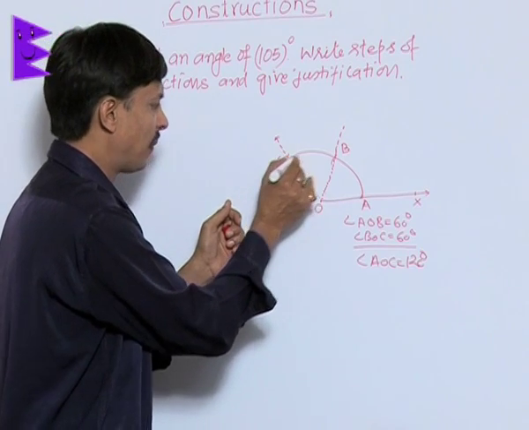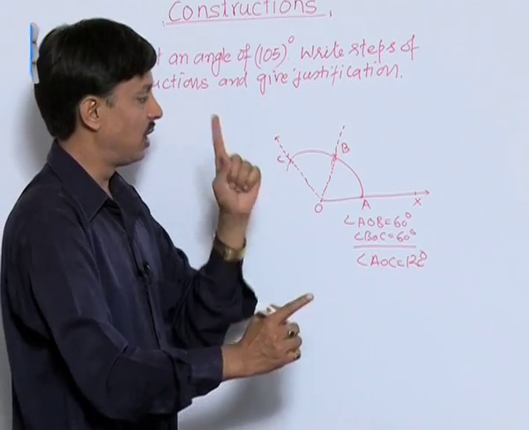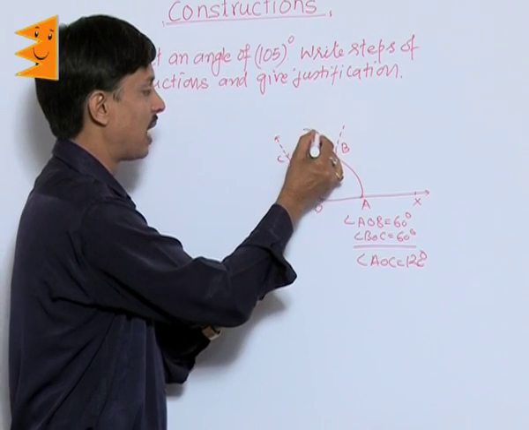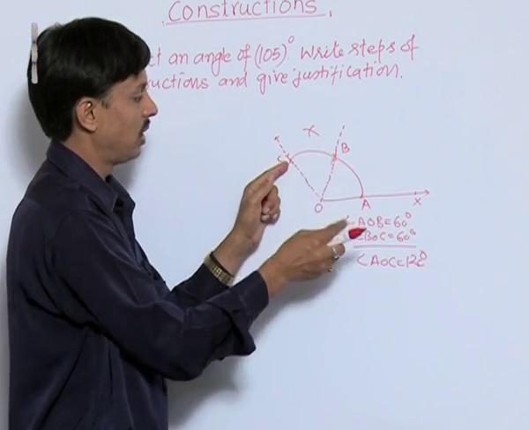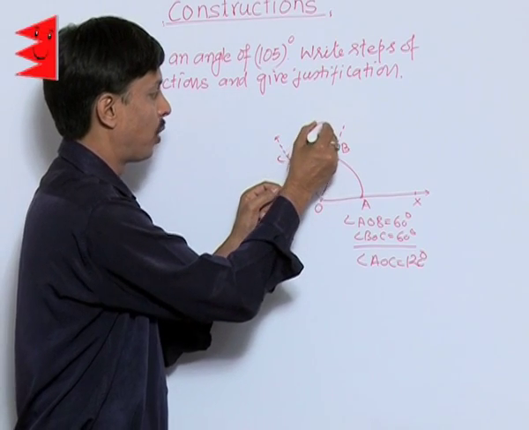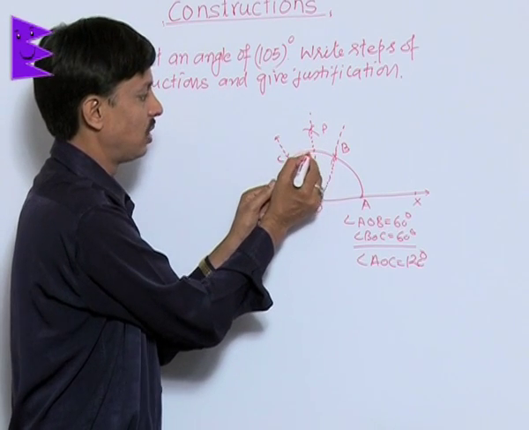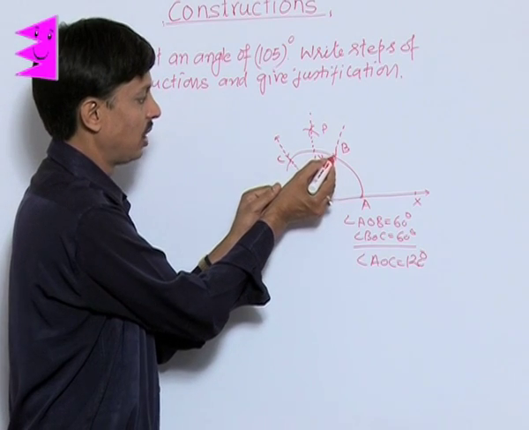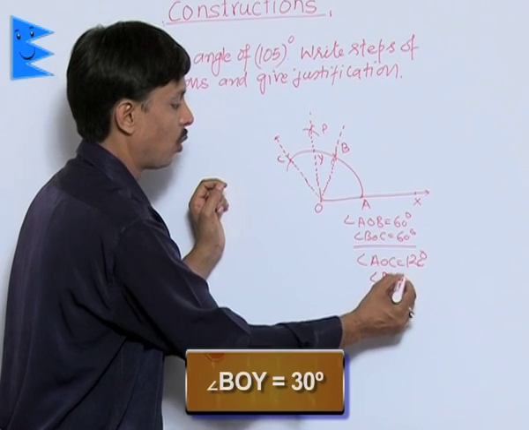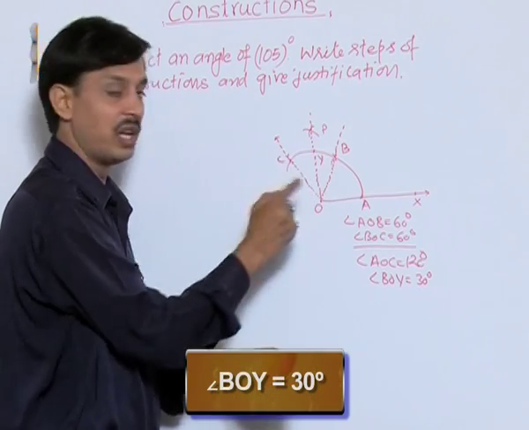Now if I ask you to bisect this arc BC, we will take the needle of compass once at C, once at B. We will mark the arcs whose length is more than the half of BC. Suppose these are meeting at point P. Then we will join this P to O. As this is suppose Y, then this angle BOY. Angle BOY is how much? 30 degree.